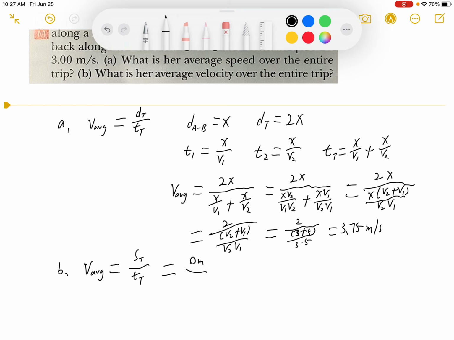So 0 meters over time will still be 0. So the average velocity will be 0 meters per second.